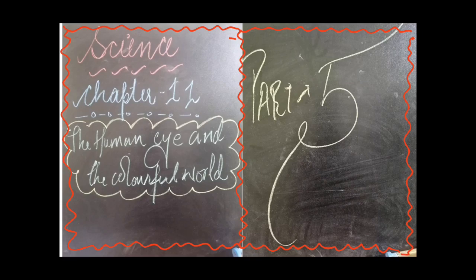Good morning, everyone. Today we are going to start the Science Chapter 11, Class 10, The Human Eye and the Colorful World, Part 5. Okay, so let's start.